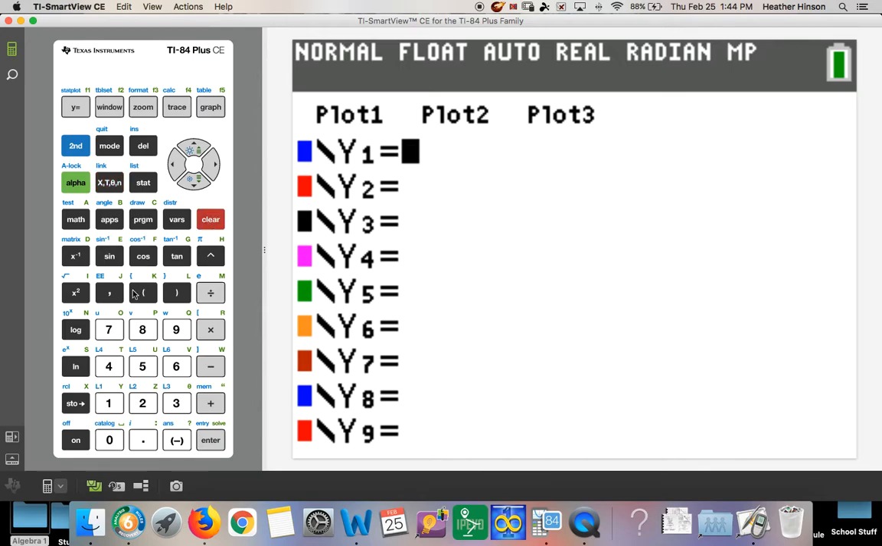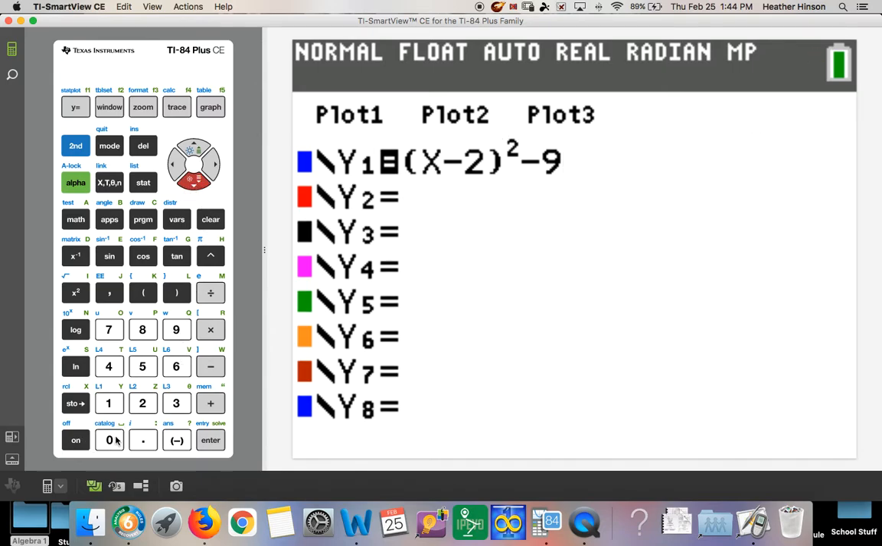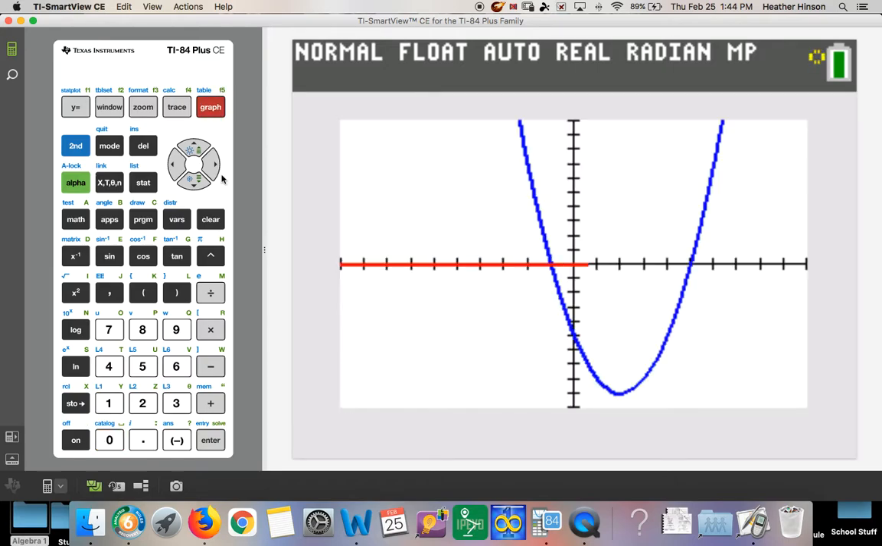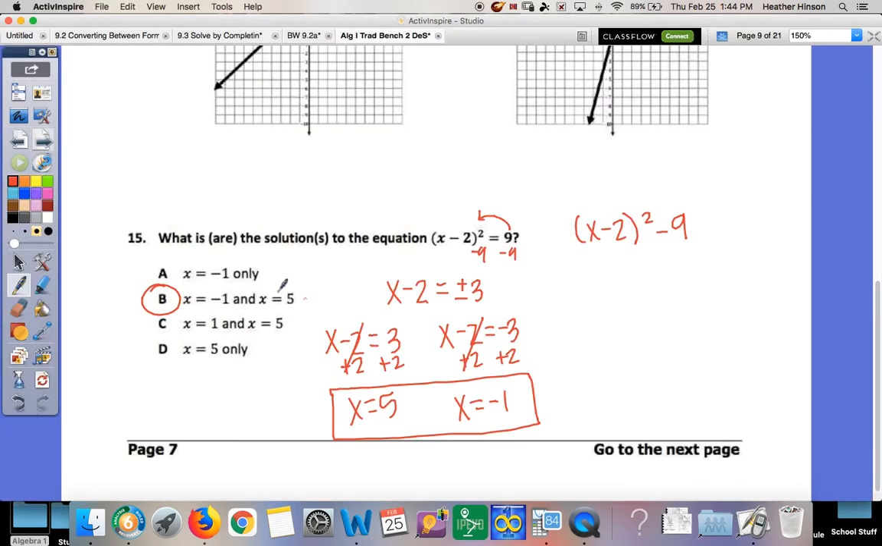So parentheses x minus 2 squared minus 9. You want to find your x's, so we have to put 0 in y2. And then we do second trace 5. So get this side, go until it says intersection. That one's negative 1. Second trace 5 to get the other side. And whatever the directions say on your screen, just hit enter until you get the word intersection. And that one's 5. So you're still going to get negative 1 and 5. So it's B.